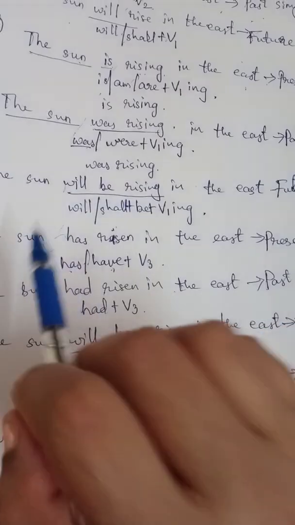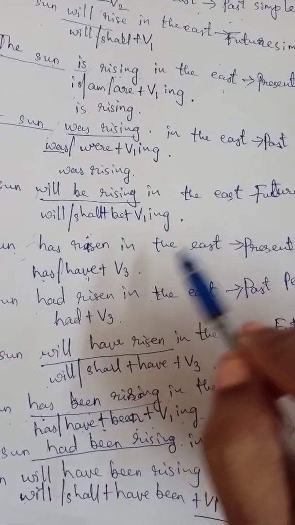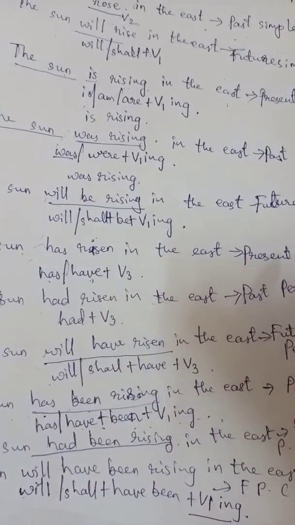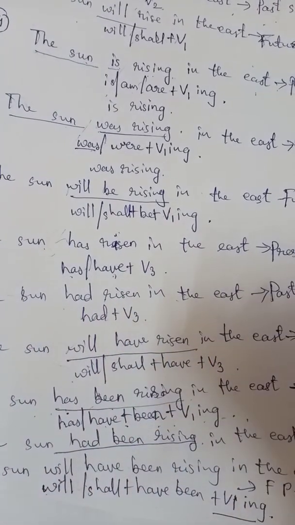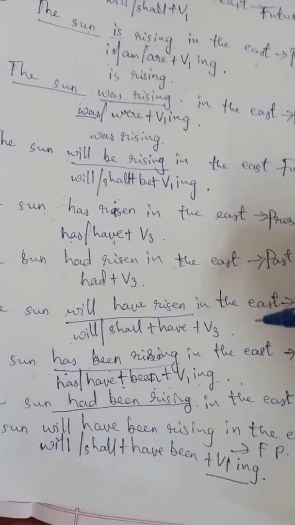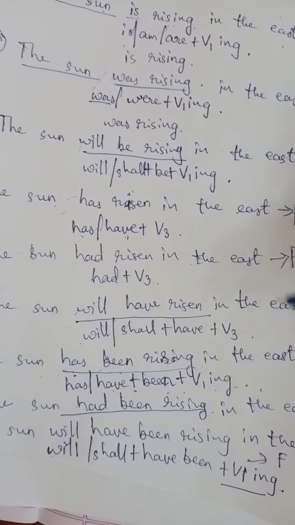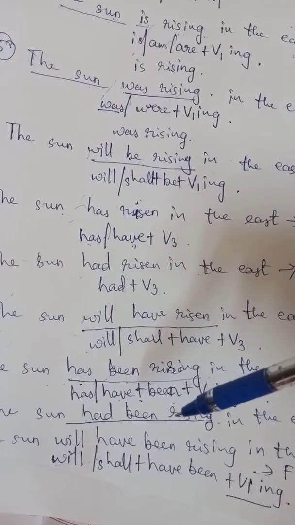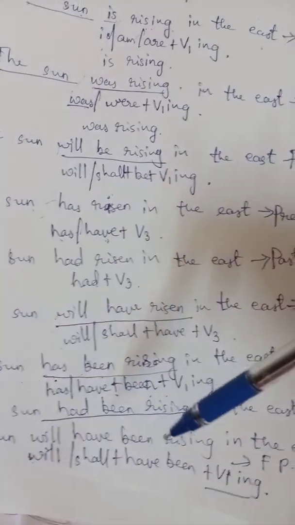Next, present perfect, the sun has risen in the east. Past perfect, the sun had risen in the east. Next, future perfect, the sun will have risen in the east. Next, present perfect continuous, the sun has been rising in the east. Past perfect continuous, the sun had been rising in the east. And future perfect continuous, the sun will have been rising in the east.